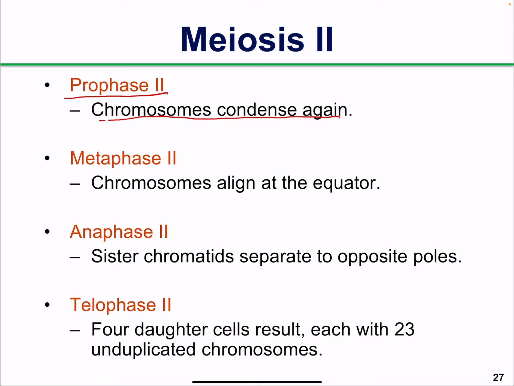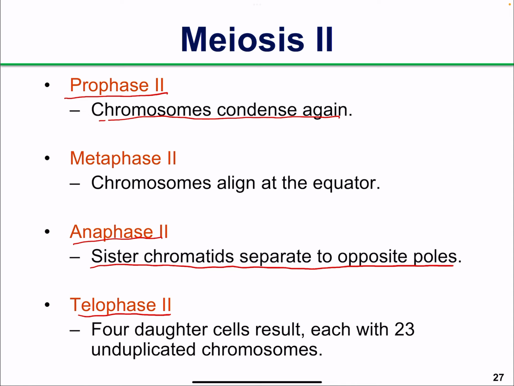In metaphase 2, the chromosomes are going to align on the equator line, and again, the spindle is going to target the centromeres of the chromosomes. In anaphase 2, the sister chromatids are going to separate and move toward opposite directions. In telophase 2, we are going to have a cleavage furrow that develops.